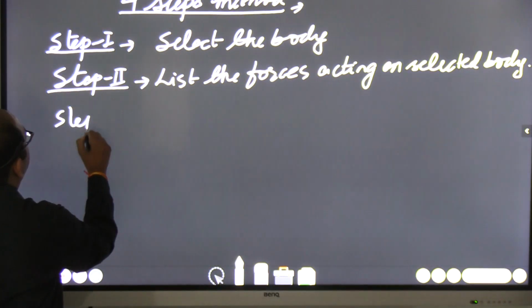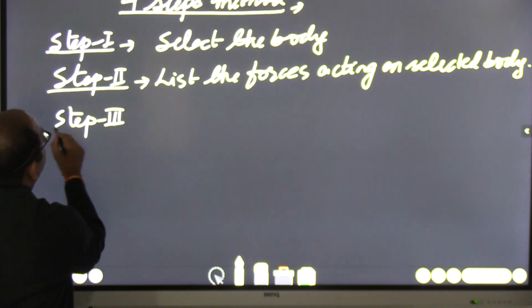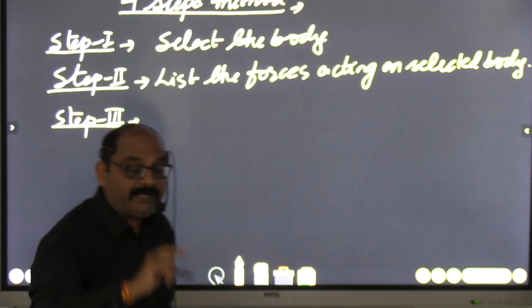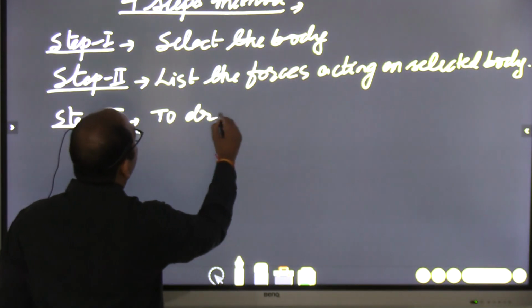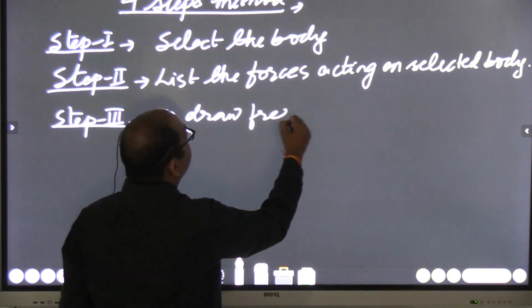Now, step number 3. Step number 3 is the most important part of the discussion. This is to draw the free body diagram.